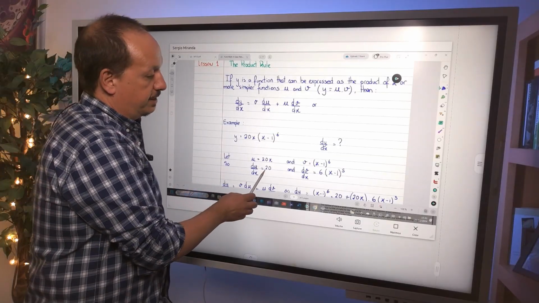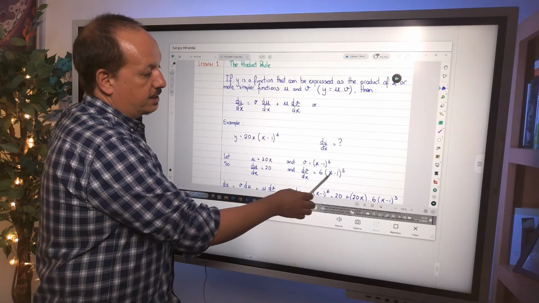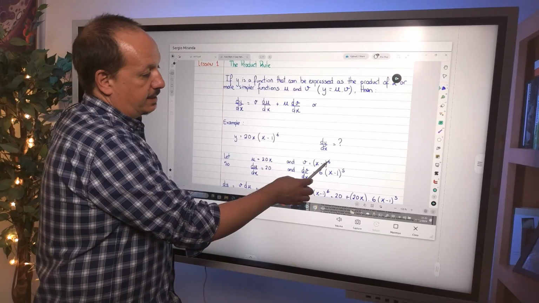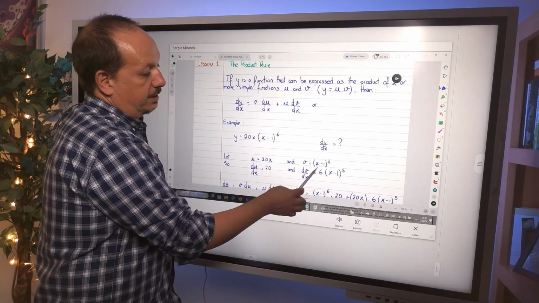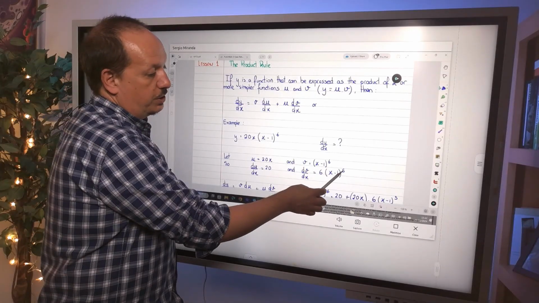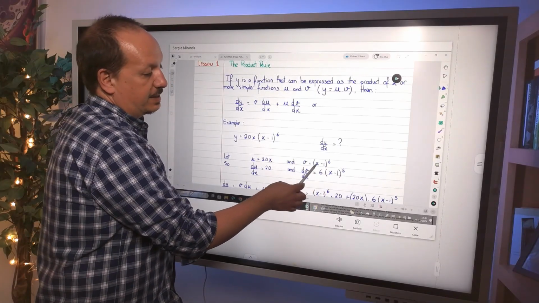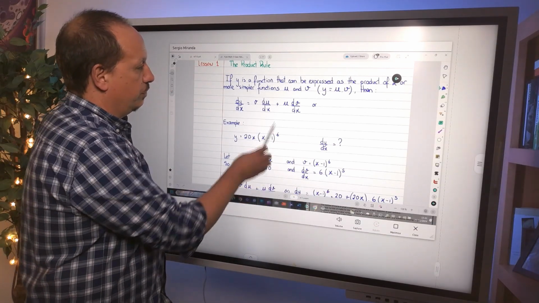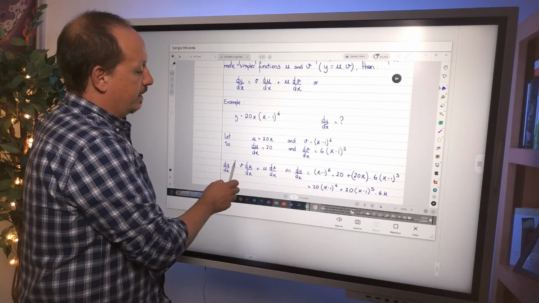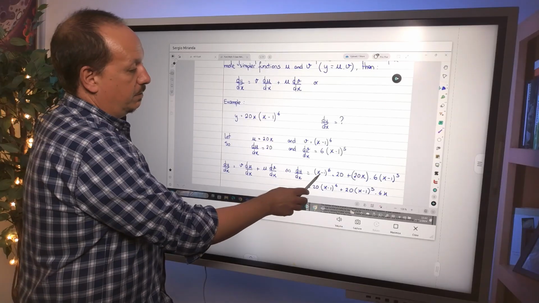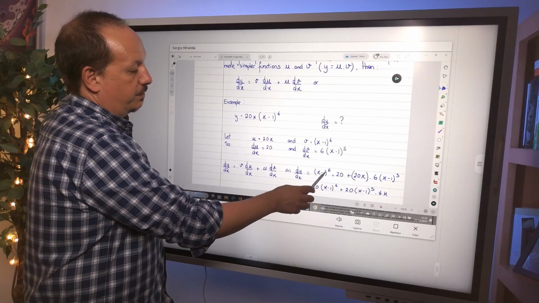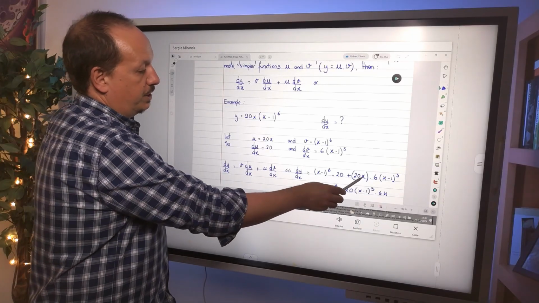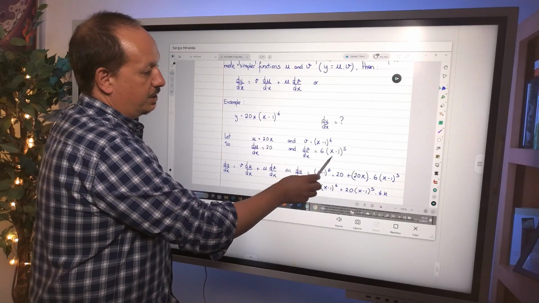If you differentiate this, it's just 20. And if you differentiate this, you can apply the chain rule. In this case, it's going to be simple. It's just 6 times this stuff to the power of 6 minus 1, which is 5, times the derivative of what you have inside, which is just 1. You don't bother writing that. So you already have everything that you need to apply the rule. dy dx is going to be the v, which is x minus 1 to the power of 6, times du by dx, which is 20, plus u, which is 20x, times dv by dx, which is this stuff over here.